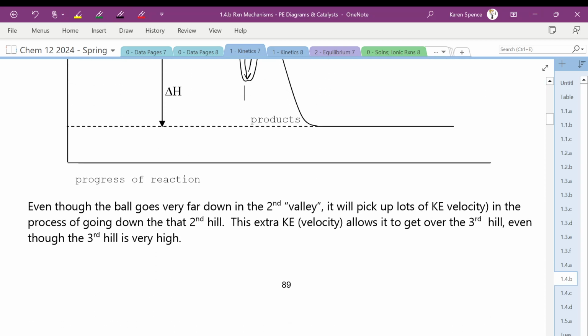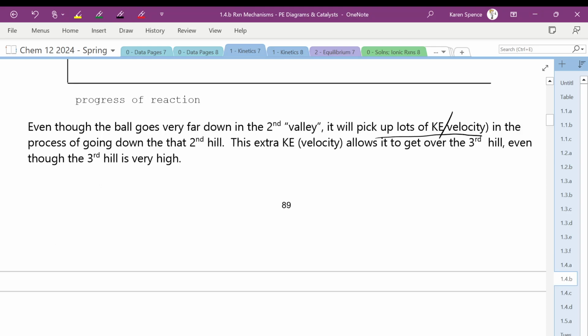Even though the ball goes very far down into the second valley, it picks up a lot of kinetic energy, or velocity. I don't know why I said kinetic energy velocity; that's not a correct way of phrasing it. It's kinetic energy slash velocity. In the process of going down that second hill, this kinetic energy, or velocity, allows it to get over the third hill, even though the third hill is very high. So that's just saying in words what we saw in the picture.